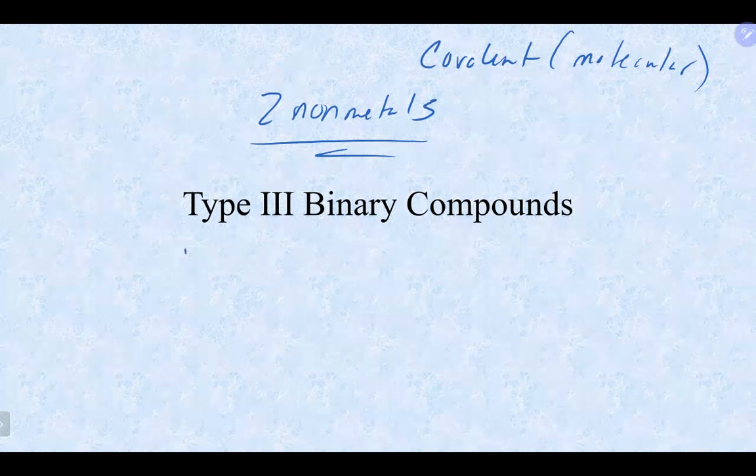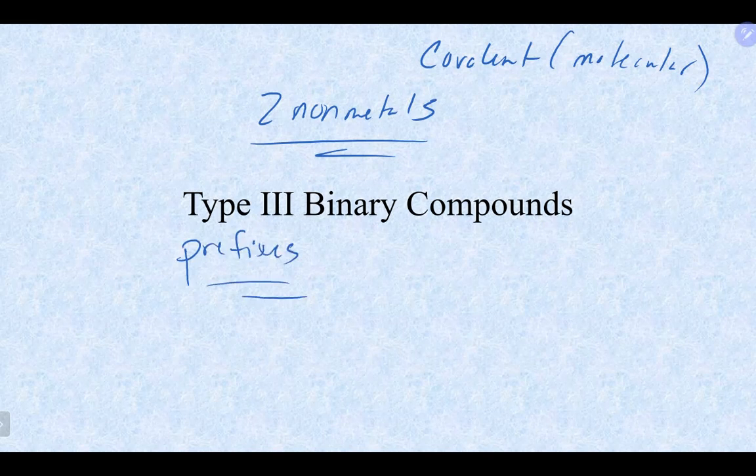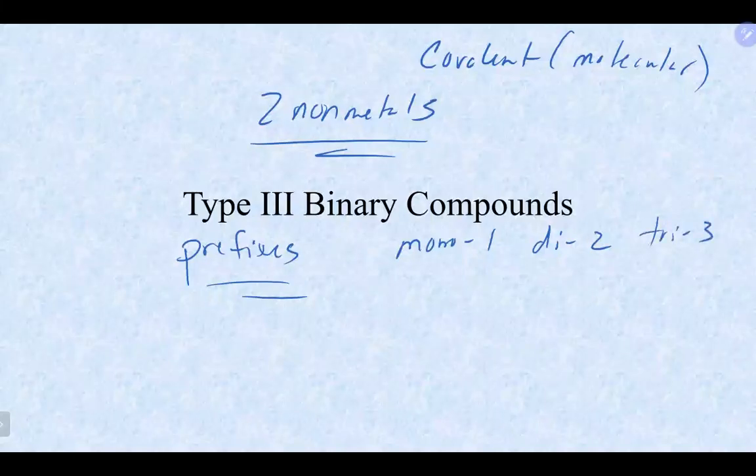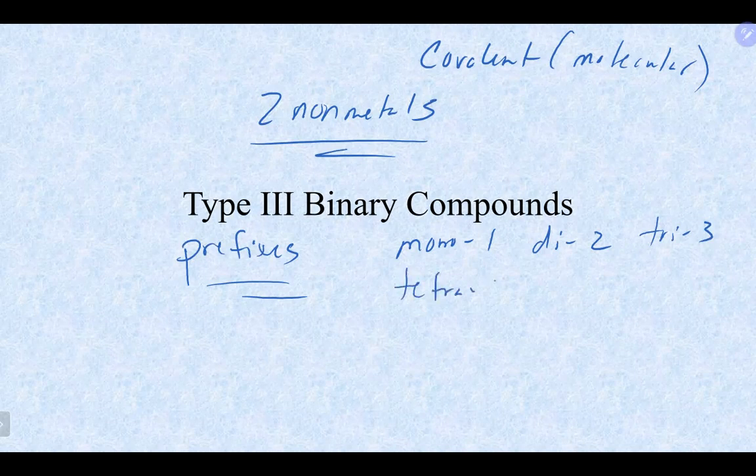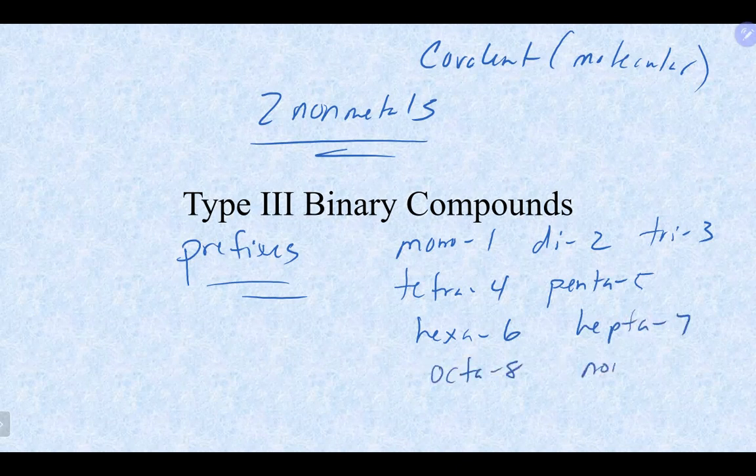And this is really where we use prefixes. People always want to use prefixes everywhere else but here. This is actually the right place to use prefixes, where we use something like mono for 1, di for 2, tri for 3. And there's a table, I think, coming up here that has all this on it. Tetra, that's 4. Penta is 5. Hexa is 6. Hepta is 7. Octa is 8. Nona, why not, is 9. And deca is 10.